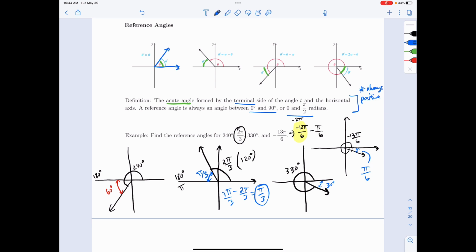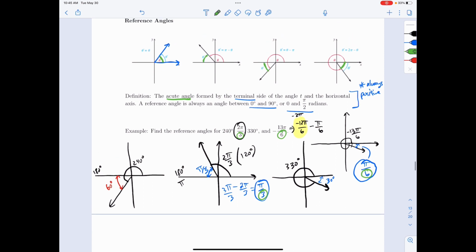Reference angles are always positive. And one thing to also note is that for the radian reference angles, notice that the denominator for 2 pi over 3 is 3, and for our reference angle, it's also 3. And then we have 6 and 6. So if we're dealing with angles in radians, the reference angles always have the same denominator.